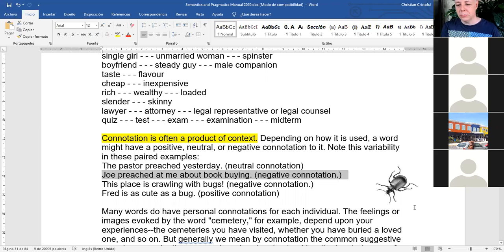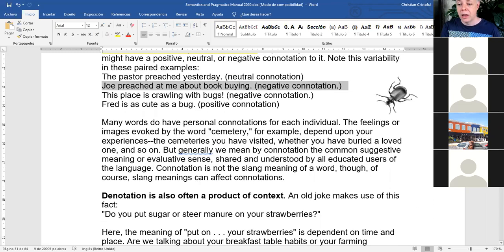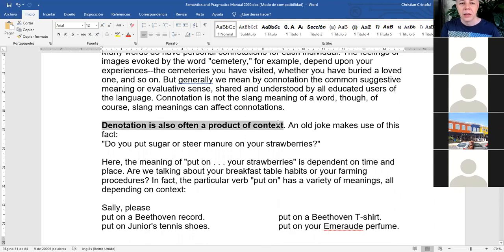So please go over the manual because it explains very well about denotation and connotation. This one also, you need to underline. Denotation is also often a product of context. So not only the feelings change when you change the context, but also the meaning, the definition changes. For example, this is an old joke.